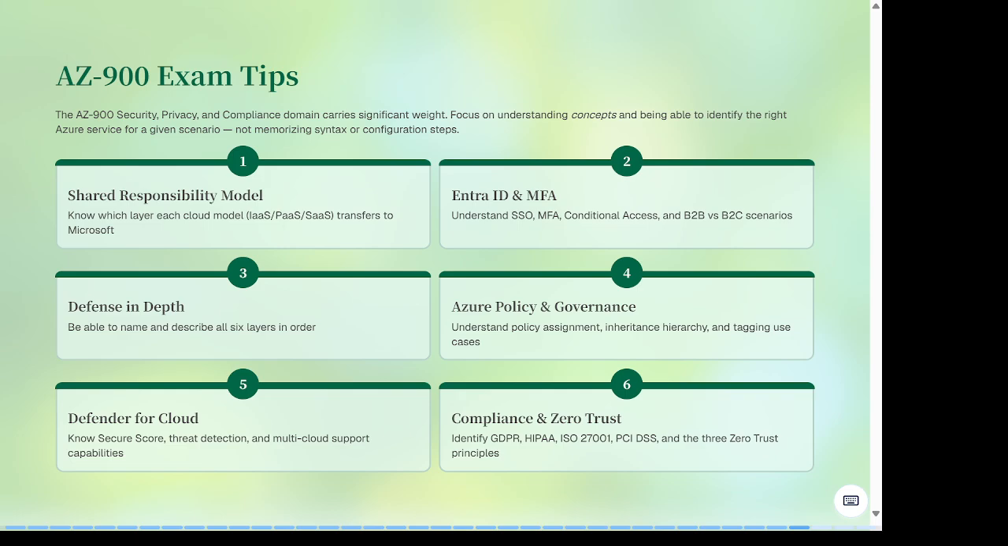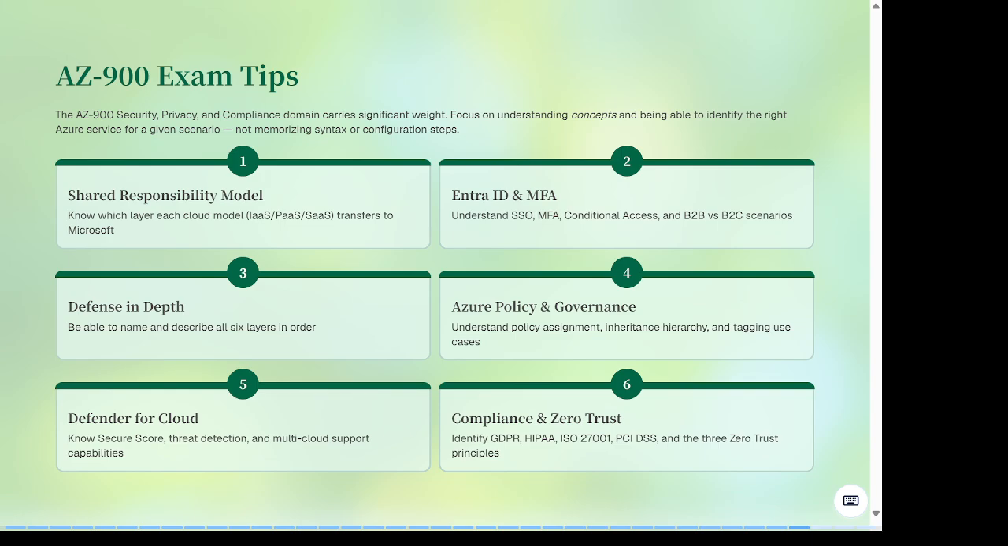So here you have to remember the shared responsibility model. You must clearly understand what Microsoft manages and what you manage, across IaaS, PaaS, SaaS. Responsibility decreases as you move from IaaS to SaaS. So in SaaS, Microsoft manages almost everything. You only manage users and data access.